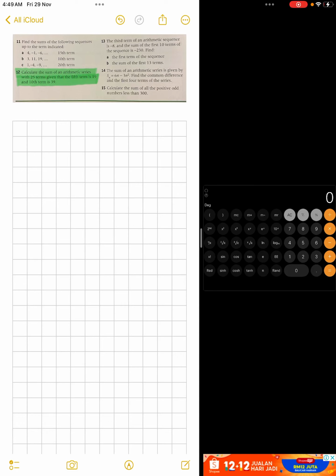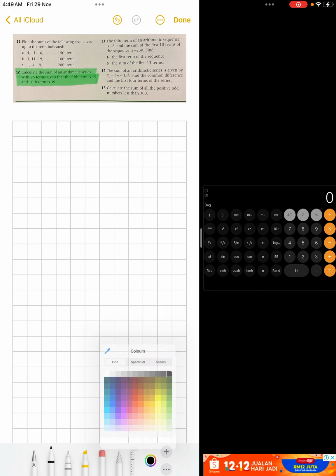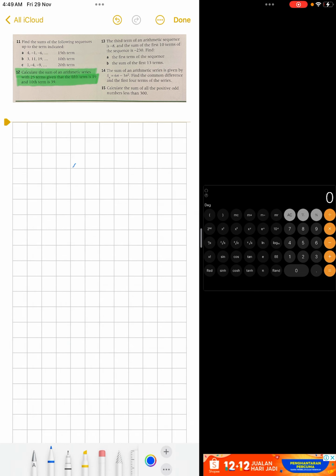I'm going to be looking at this question at exercise 1E number 12. So let's look at number 12. And this says, calculate the sum of an arithmetic series with 25 terms. So I'll put 25 terms. Given that the fifth term, so U5, is 19 and the 10th term is 39.